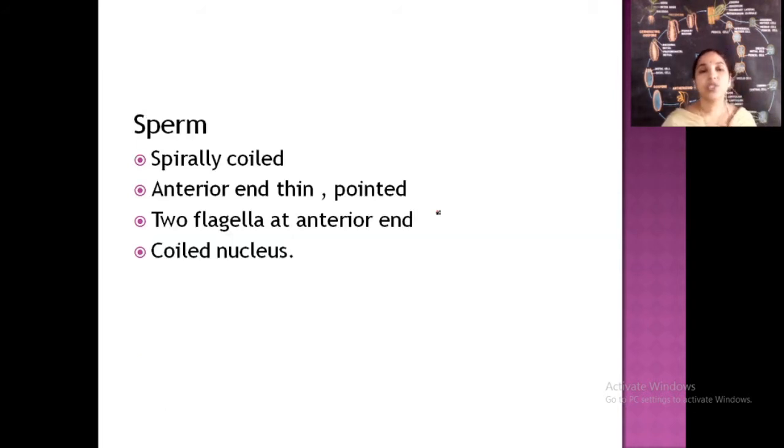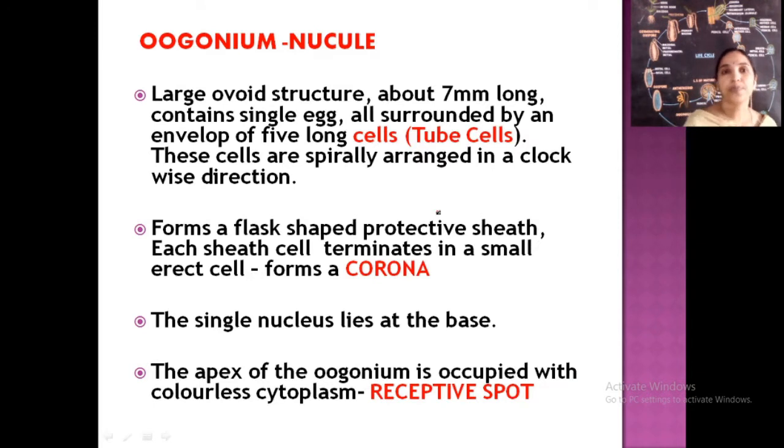Clear? So, sperms are spirally coiled. Its anterior end is thin and pointed. Two flagella are present at its anterior end. Okay, they are spirally coiled, with two flagella at the anterior end, and they are coiled also.